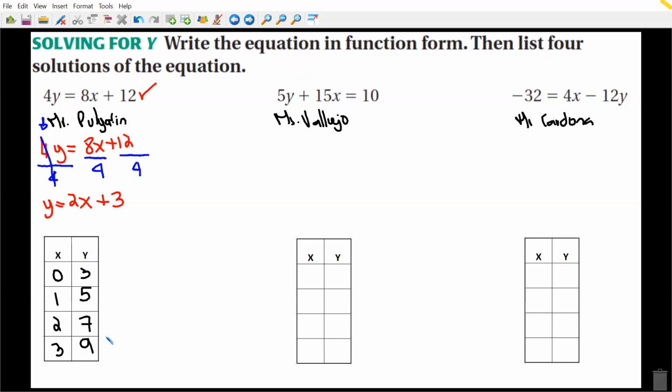Okay, Miss Vallejo, are you ready? Yes. Okay, very good. Okay, teacher. The first thing is isolate the y. The y, very good. So how would you isolate that y, Miss Vallejo?